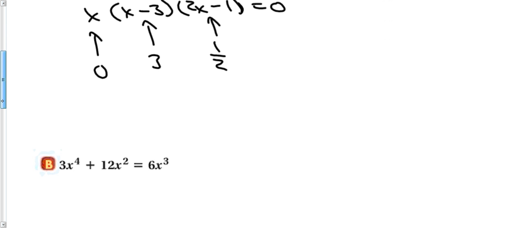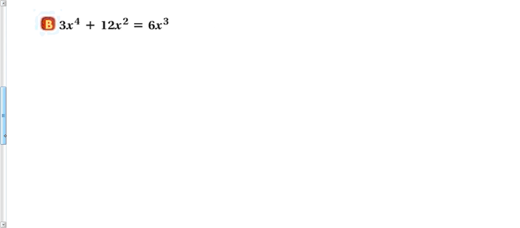Let's do another. Okay. Again, set it equal to 0. So we have 3x to the fourth minus 6x to the third plus 12x squared is equal to 0.